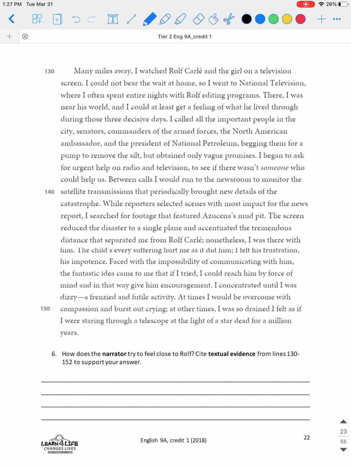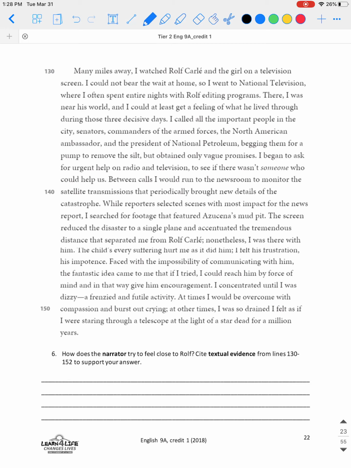I concentrated until I was dizzy and frenzied in futile activity. At times I would be overcome with compassion and burst out crying at other times. I was so drained, I felt as if I were staring through the telescope at the light of a star dead for 1,000,000 years.